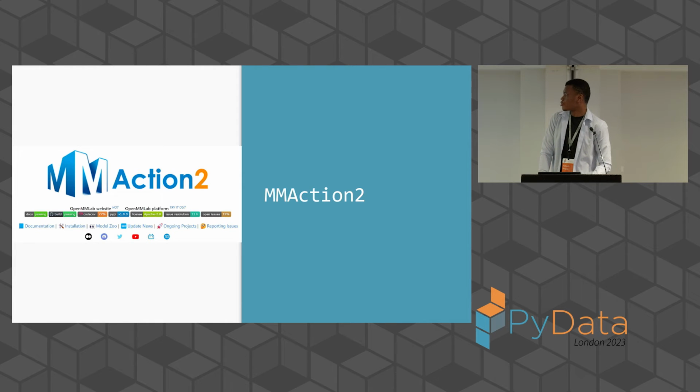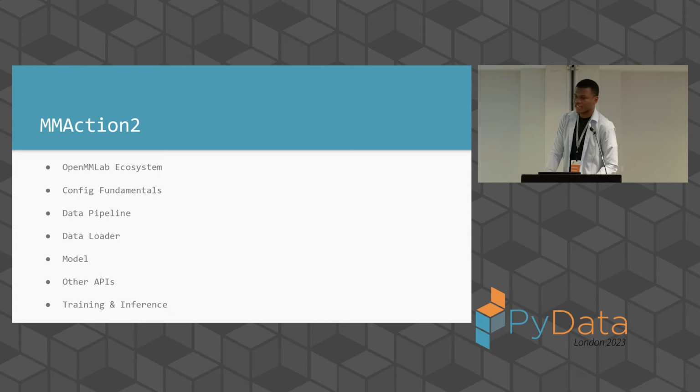So now going into the main library used for this project, which is MMAction2. I'm just going to talk about the OpenMMLab ecosystem and config fundamentals, because it's mainly working with configs, except you're intending to modify existing models, the data pipeline, the data loader, the model, other APIs, then how training and inference works.